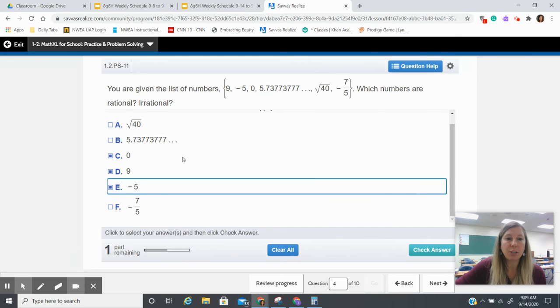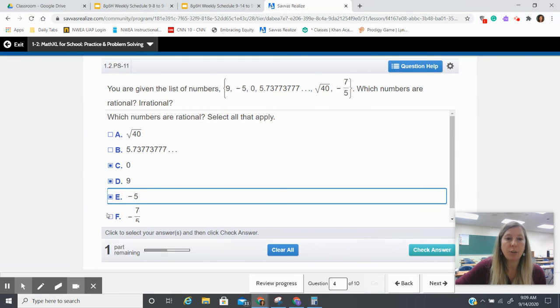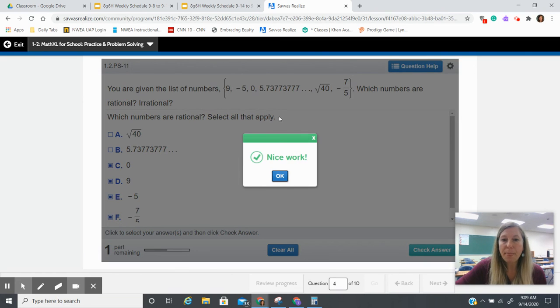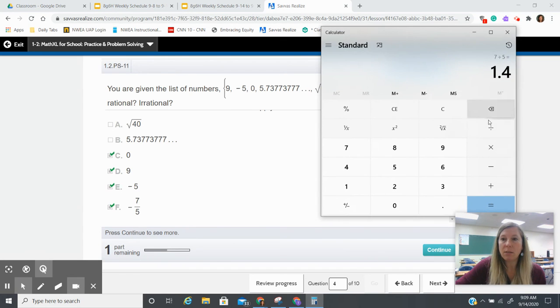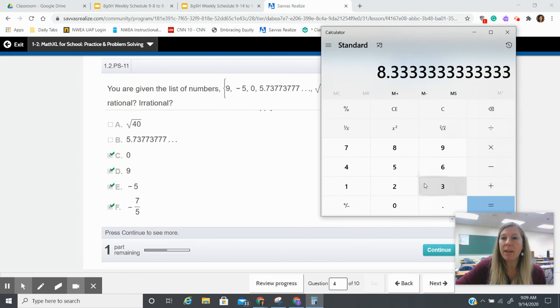Which numbers are rational, irrational? Oops, this one says rational. Okay, so this one is rational. So what I wanted to show you, and it hasn't happened yet, is that sometimes when you have a repeating decimal and you do it on a calculator, when you do the dividing, it might go like this, and then it'll fill your whole screen up, and then at the very last one, it'll be rounded up 1.